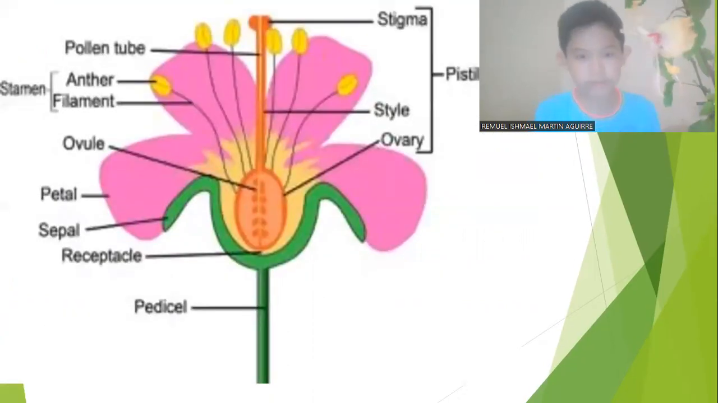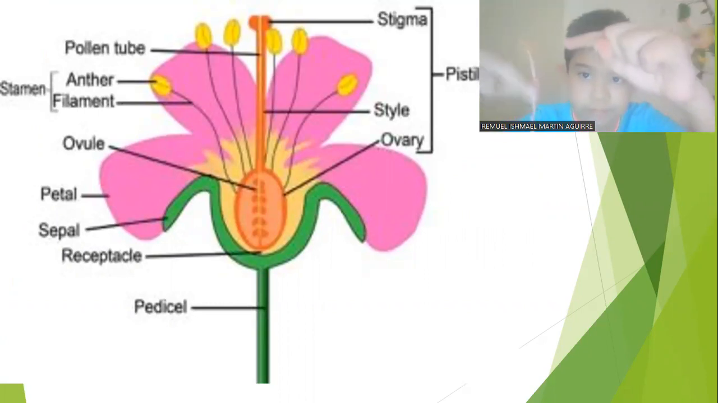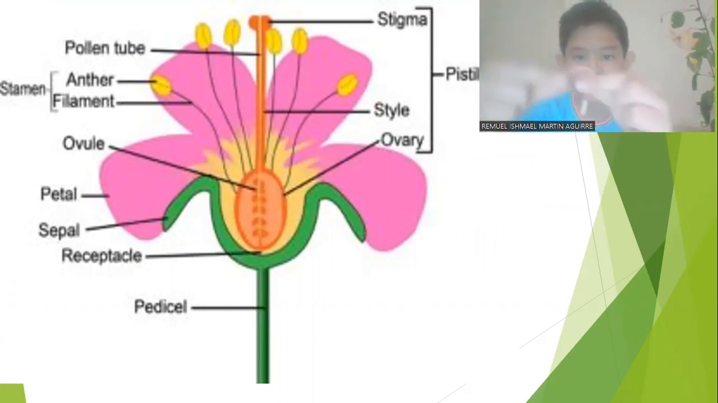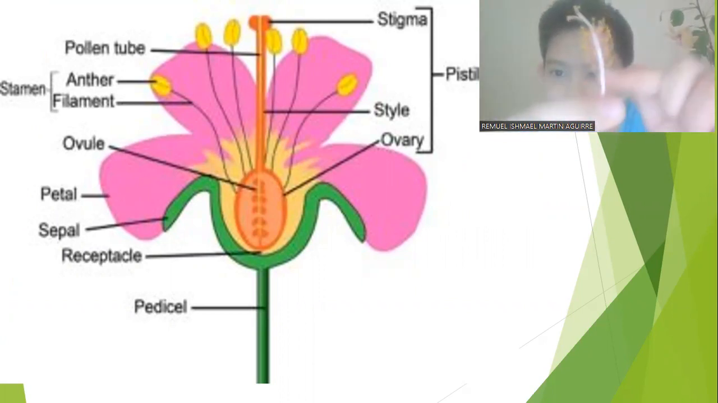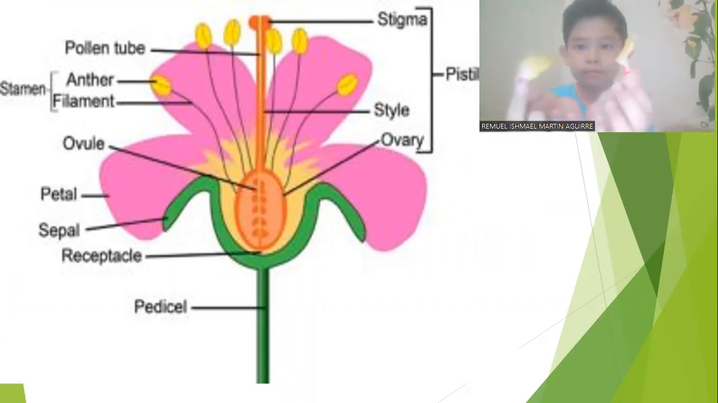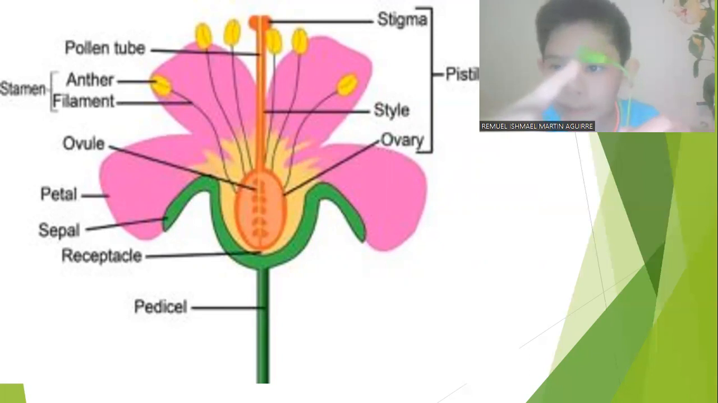We have here the stigma, the style, the ovary. We also have the anther and the filament. We have the petals and the sepal, receptacle, and pedicel.